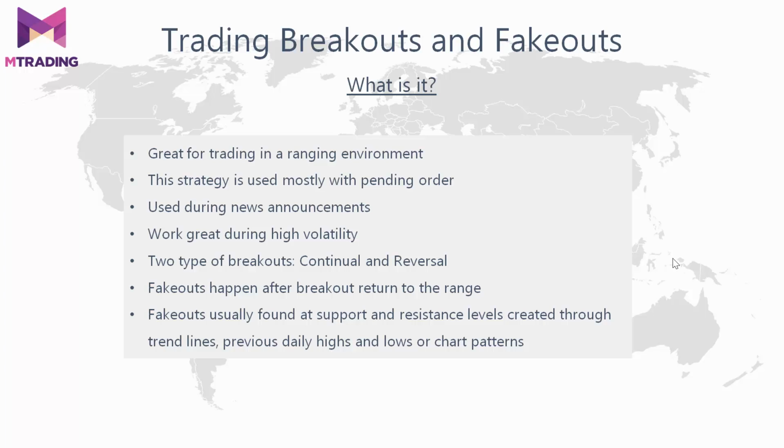There are two types of breakouts, continual and reversal. Fakeouts happen after the breakout returns to the range and usually are found at a support or resistance level. Those could be created by trend lines, previous daily highs and lows, or chart patterns. So let me show you now some examples.